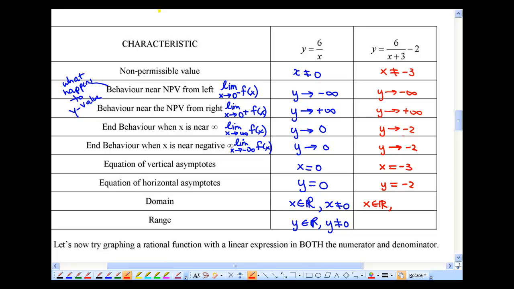Okay, if you got all these right, give yourself a pat on the back. And if you got these wrong, well, go fix it and figure out why. Alright, so that's an easy one. I shouldn't say easy, but a simpler one. Now let's try graphing a rational function with a linear expression in both the numerator and the denominator. Alright, let's go.